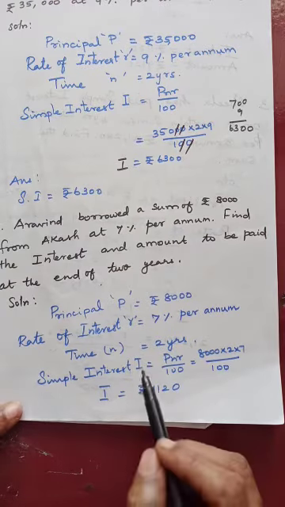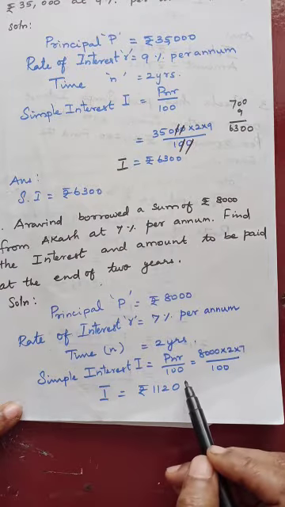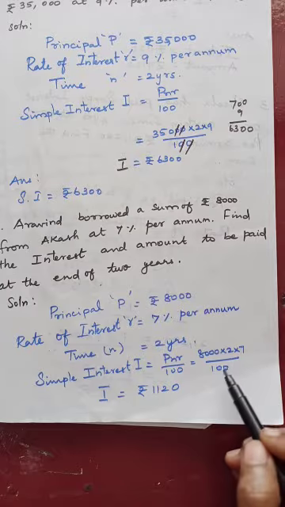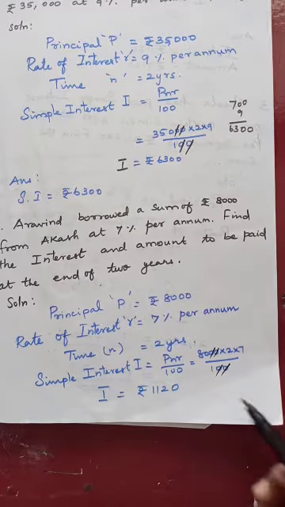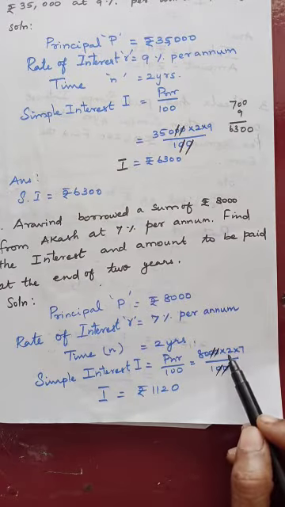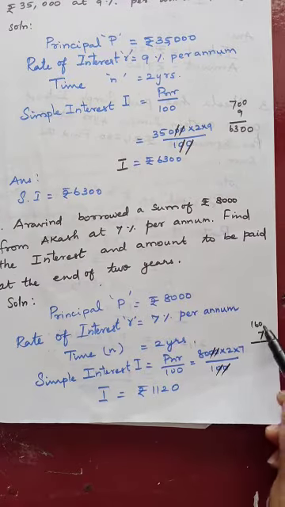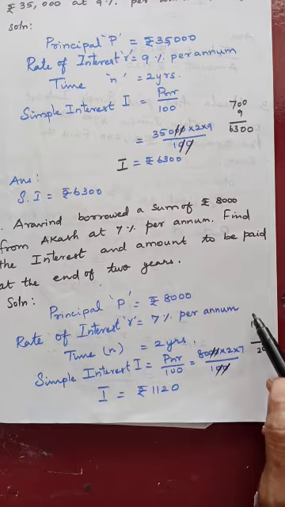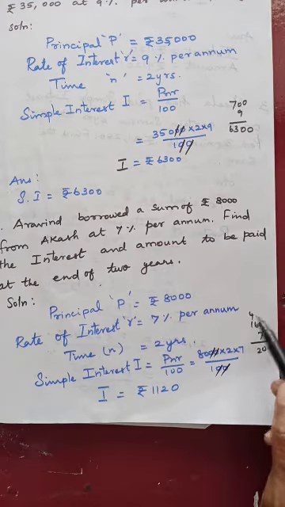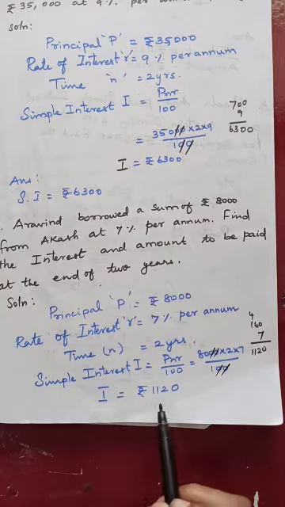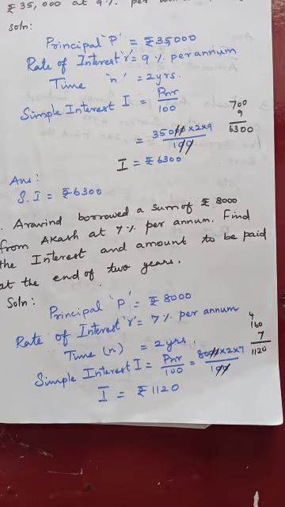Simple interest I is equal to PNR by 100. You substitute 8,000 into 2 into 7 by 100. Now cancel 2 zeros. 8 2s are 160. So 160 into 7: 6 7s are 42, 2, remainder 4. 7 ones are 7, 7 plus 4, 11. So interest is equal to rupees 1,120.